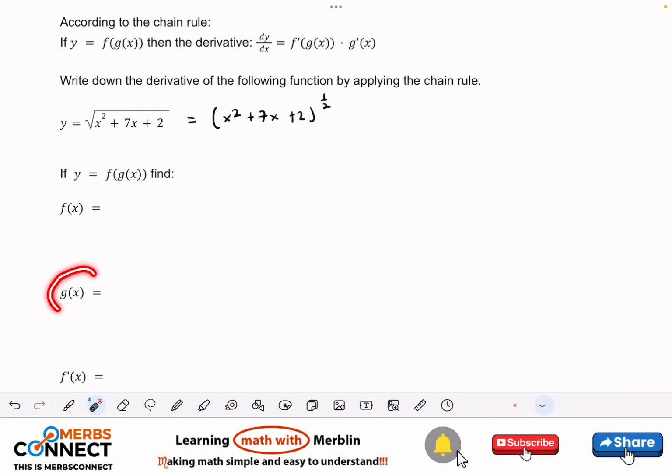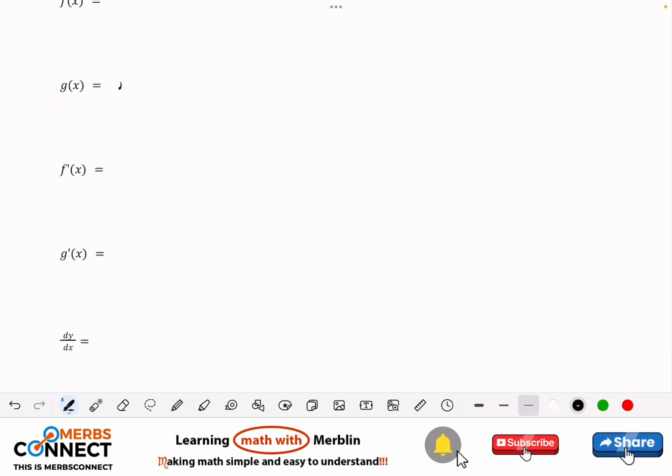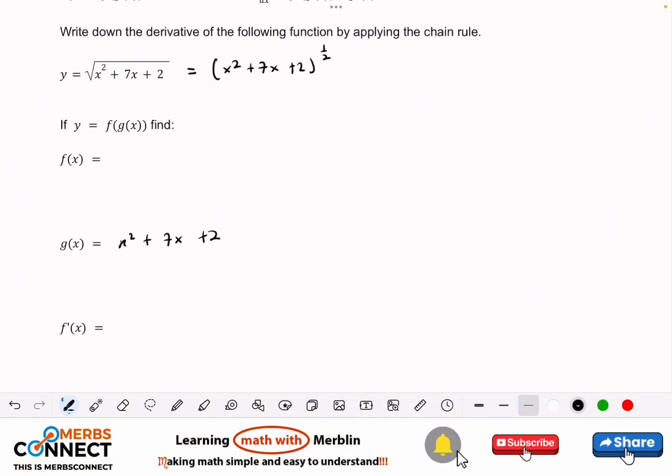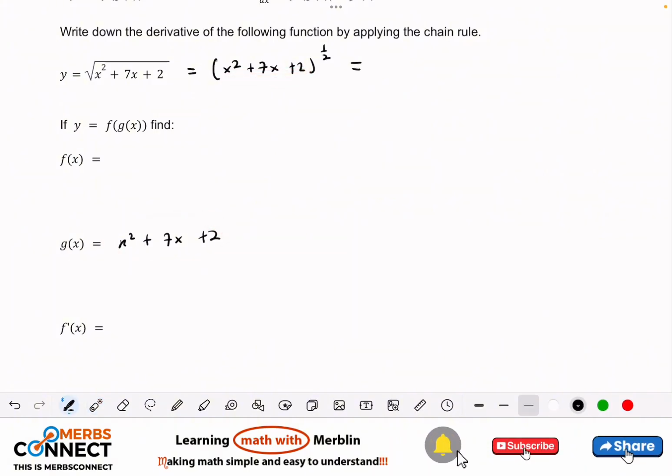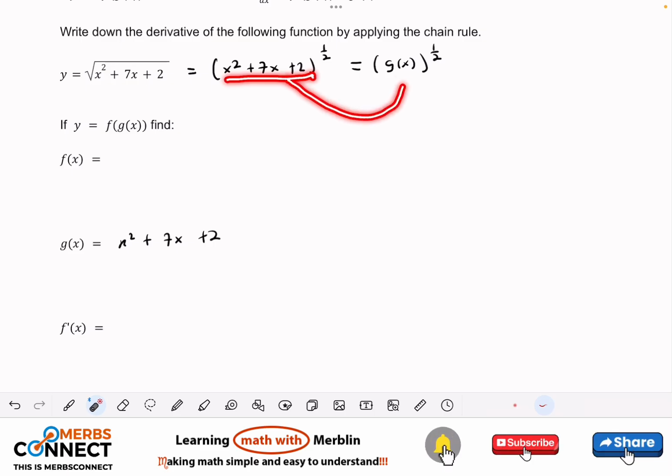So my g of x is always the one in the parentheses here. So it means that I'm going to have x squared plus 7x plus 2. That would be my g of x, right? Now, when I choose this one to be g of x, you will see that the one in the parentheses here is like g of x. So what are we going to do? We can say that this equation here is the same as g of x to the power 1 over 2, right? Because we know that the one in the parentheses here is what we are saying is equal to g of x. So in place of x squared plus 7x plus 2, I can put g of x there, having my 1 over 2 there.